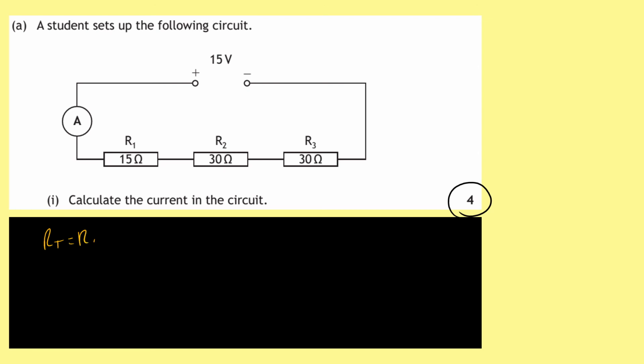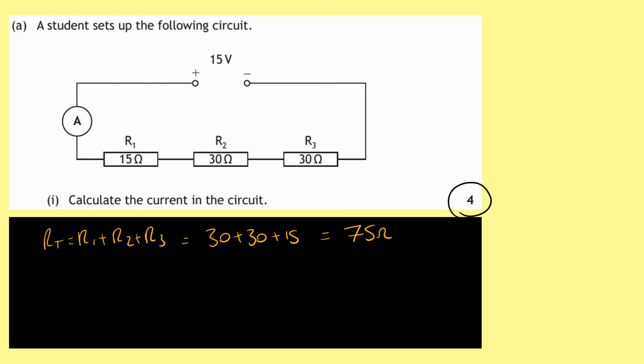RT is equal to R1 plus R2 plus R3. Very simple mathematics. We're only going to get 1 mark for this. 30 plus 30 plus 15 gives us a total resistance of 75 ohms.